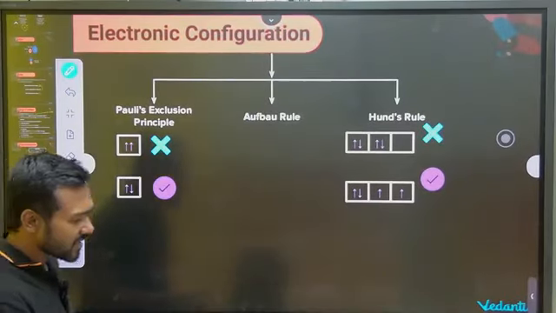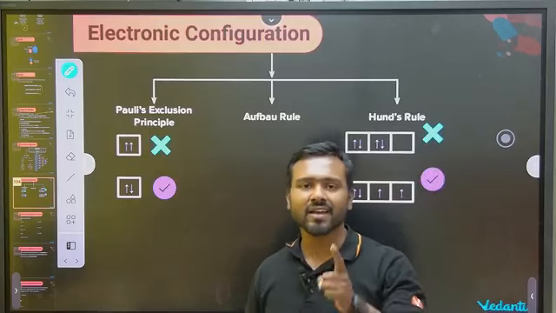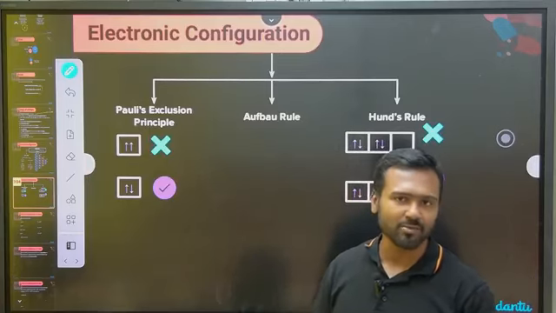Pauli's principle says that no two electrons should have the same set of 4 quantum numbers. That means at least one quantum number must be different. All 4 quantum numbers should not be the same.